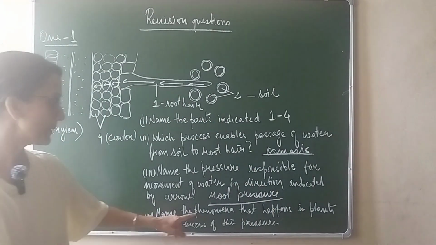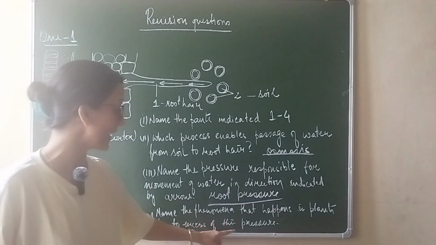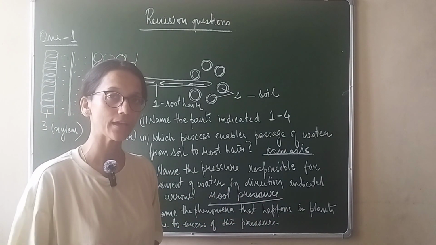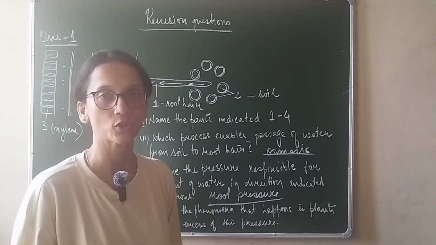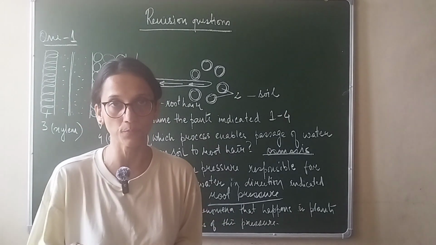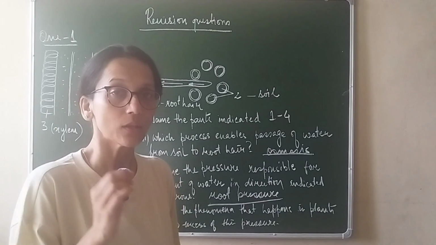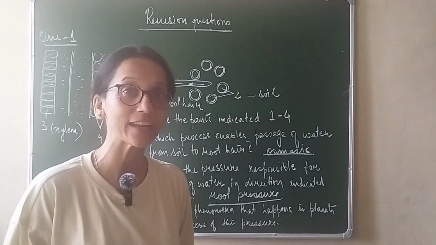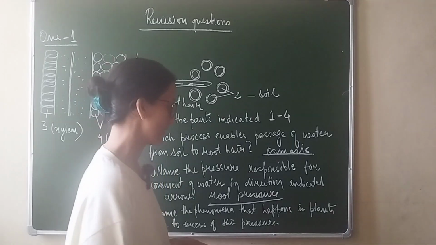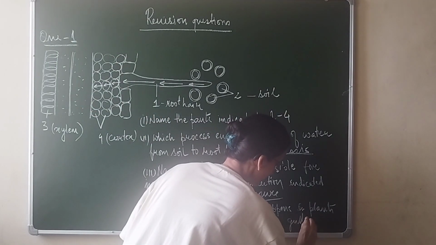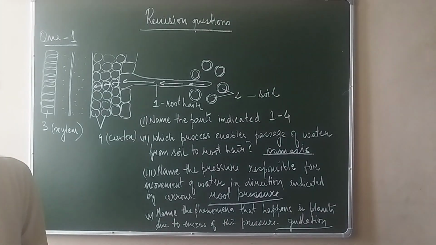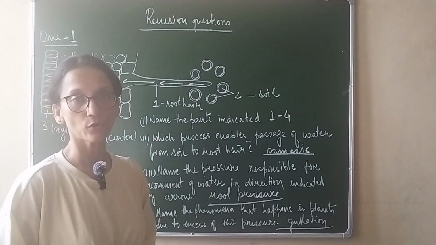Last question, name the phenomenon that happens in plants due to excess of this pressure. So they are asking you which phenomenon happens in plants due to excess of root pressure. We all know that due to excess of root pressure in small plants, the water is given out from the margins of the leaf vein through pores called hydathodes, and that process is known as guttation. So this is the phenomenon that we will see in plants due to excess of root pressure.